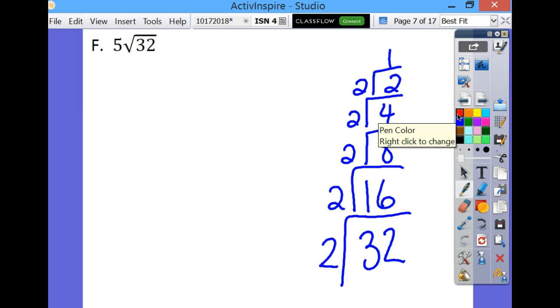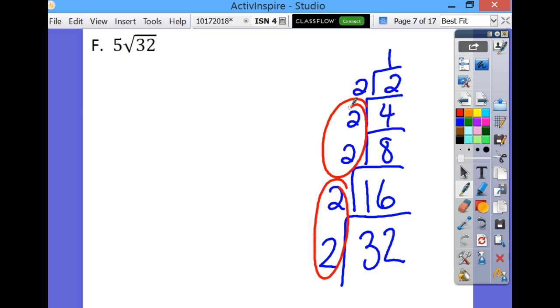That's a lot of 2. And once you divide by 2 all of those times, then what do? There's a pair of 2's. There's another pair of 2's. What's left over is a 2 times a 1.